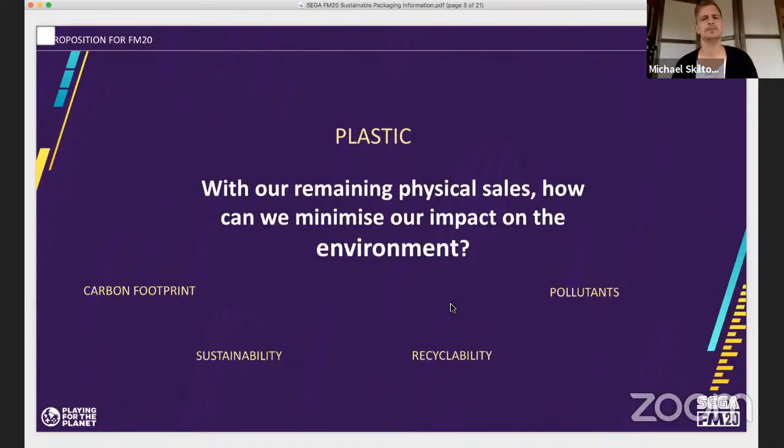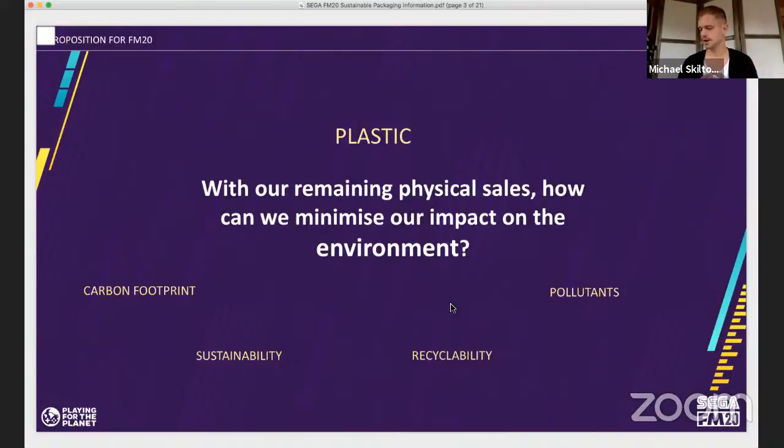But what type of issues do we have with regards to using plastic? Well, we have the carbon footprint, which typically means the amount of carbon dioxide created in the manufacture, distribution, and sale of that particular item. Okay, so how much carbon dioxide is used in order to generate plastic packaging.